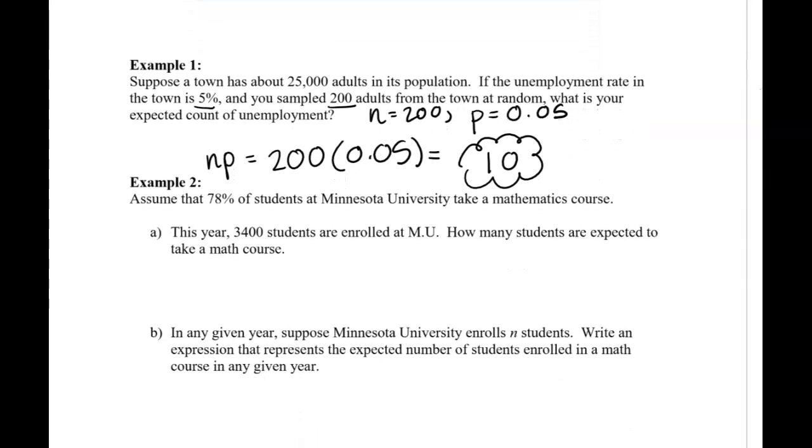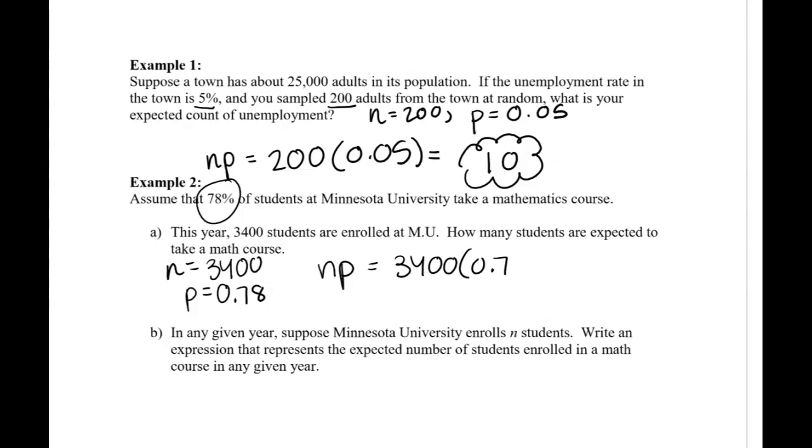Assume that 78% of students at Minnesota University take a mathematics course. If you have 3,400 students enrolled, how many students are expected to take a math course? Well, N is 3,400. That's our number. P is 78%, which is 0.78. So then NP is 3,400 times 0.78, which is 2,652.